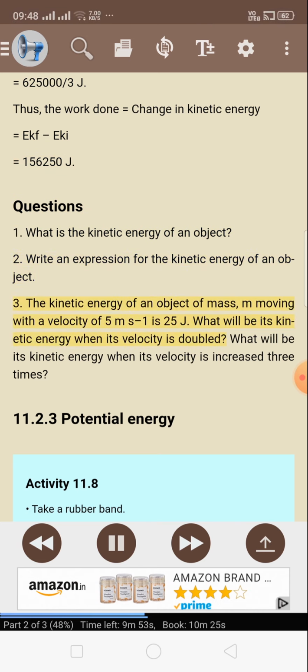11.2.3 Potential energy. Activity 11.8. Take a rubber band. Hold it at one end and pull from the other. The band stretches. Release the band at one of the ends. What happens? The band will tend to regain its original length. Obviously, the band had acquired energy in its stretched position. How did it acquire energy when stretched?